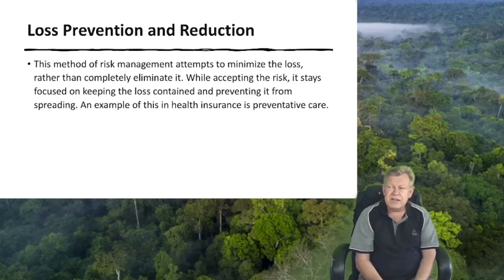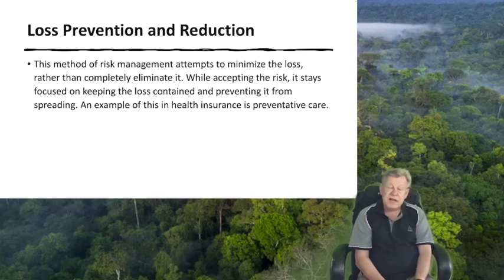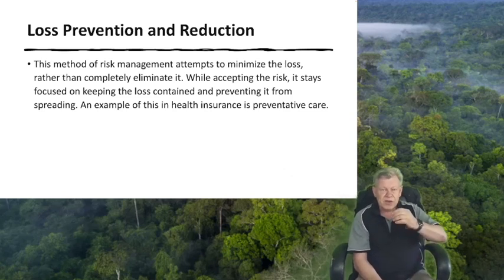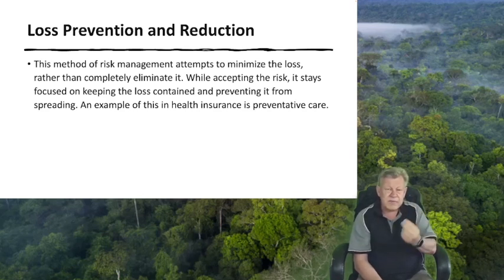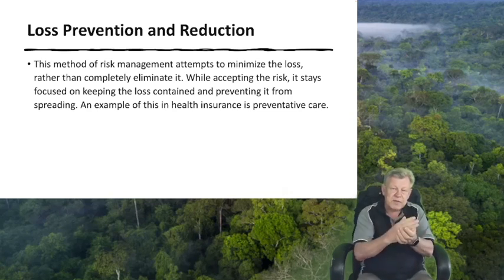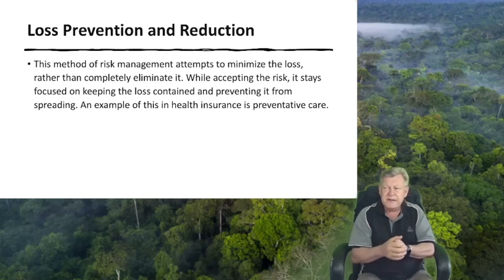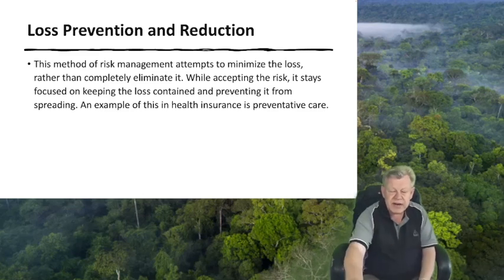Another option is loss prevention and reduction. That's what we do with health and safety management: we do risk assessments, we put controls in place, we train people, we provide supervision, we enforce the rules, we act when things are not right, and we have emergency plans in place so that if something goes wrong, we can stop it from escalating and we can mitigate the circumstances. So that is loss prevention and reduction.